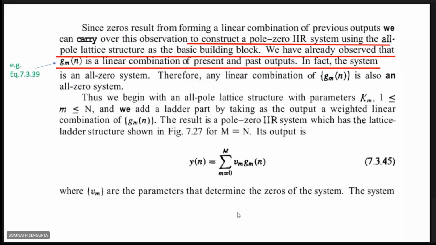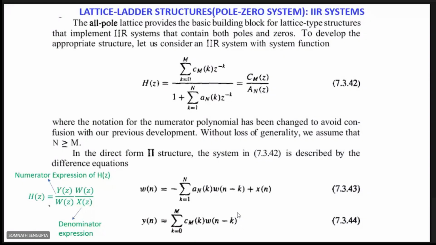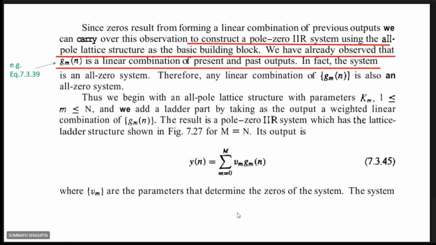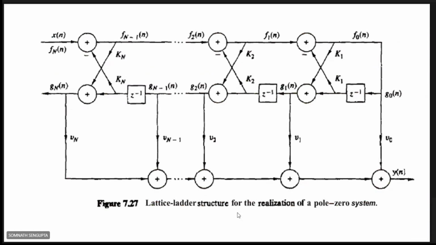So just going to the mathematics here, let us think that there is some intermediate stage, W(n), in between Y(z) and X(z). We see that the structure, the lattice ladder structure, both the lattice structure and ladder structure are implemented.